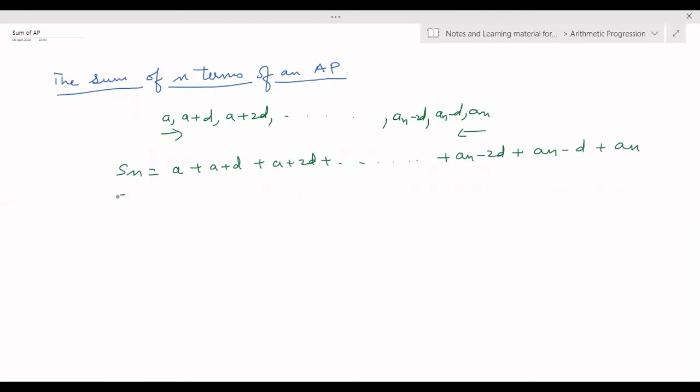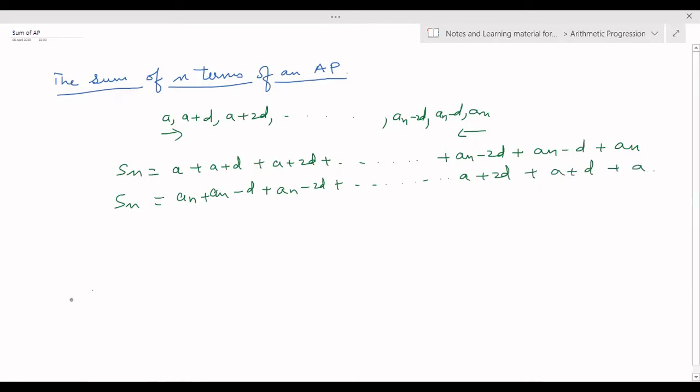Let's write the sequence in the reverse manner as well: an plus (an minus d) plus (an minus 2d) plus and so on, plus (a plus 2d) plus (a plus d) and then plus a. Let's add the two equations.